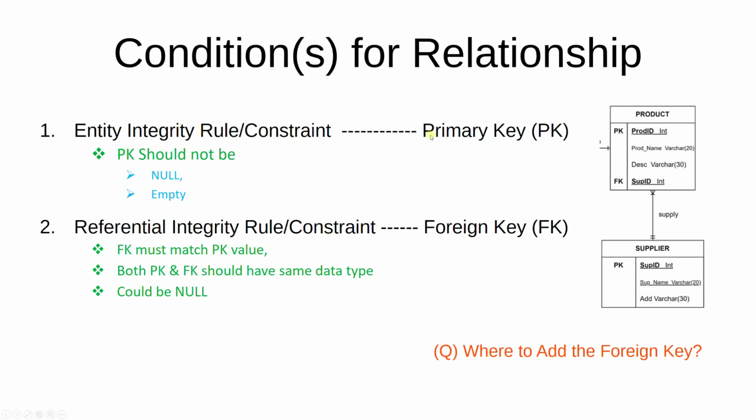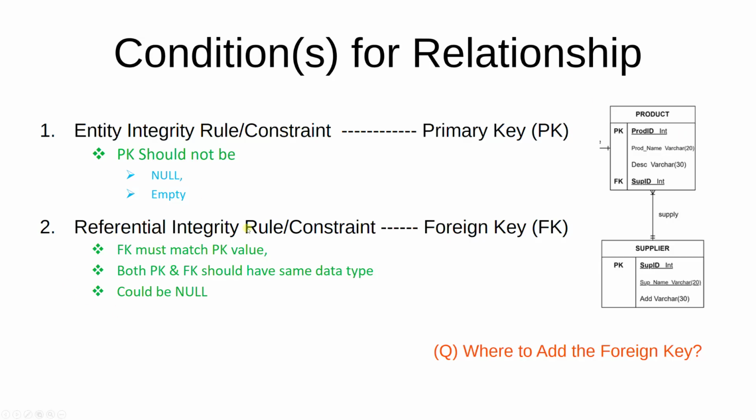Entity integrity constraint means the primary key. When you are creating a table, for example product, it has a primary key, and when you are creating supplier, it must have a primary key. And this should be mentioned. We already created them and we have mentioned them as primary key.